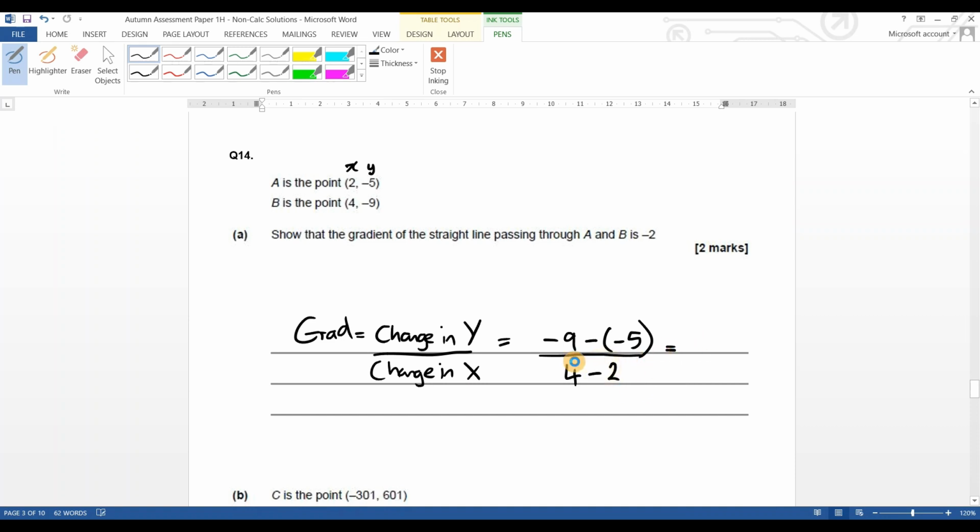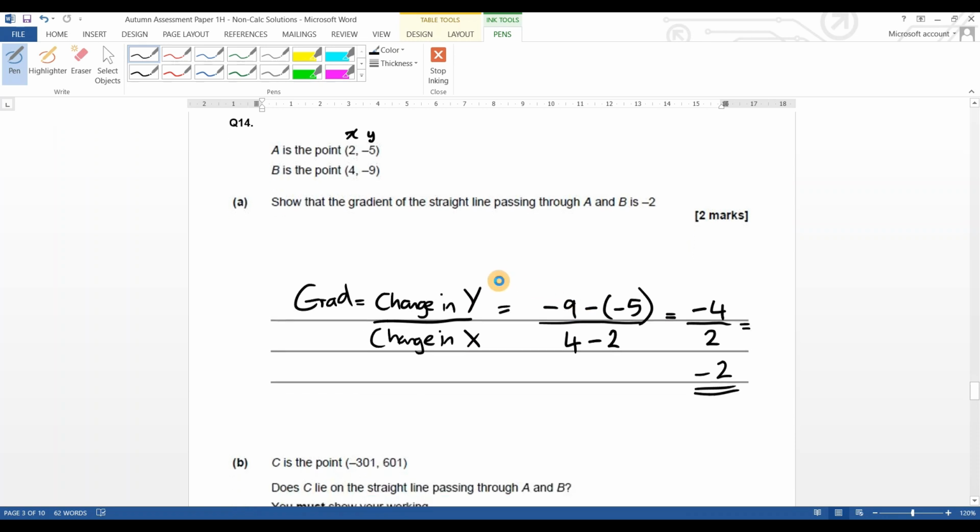Let's do the top bit first. I'm on -9 on the number line. Well, a minus and a minus here gives me a plus. So technically it's -9 plus 5. If it's getting warmer, I get -4 for my numerator. And obviously 4 take away 2 is 2. This simplifies to -2. There's your answer. So show that the gradient is that. Yeah, and it is. 2 marks.